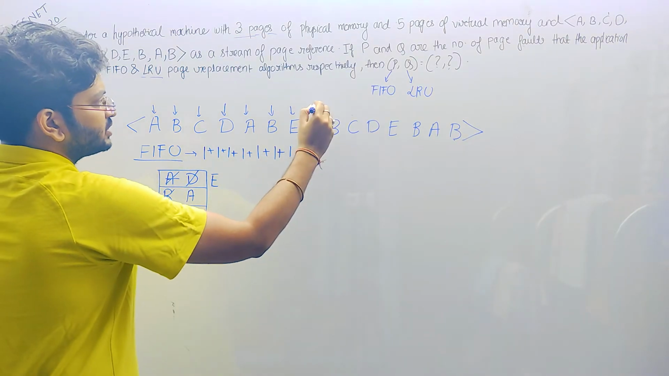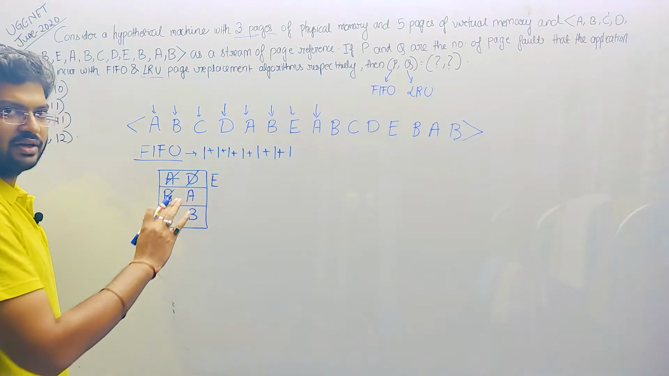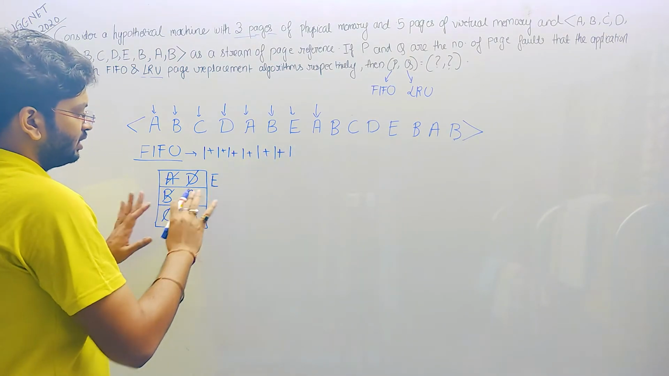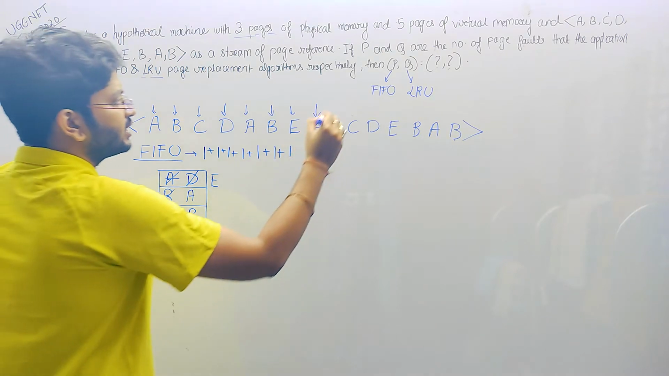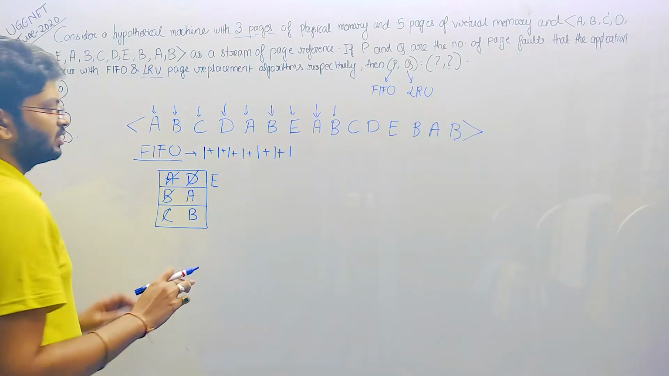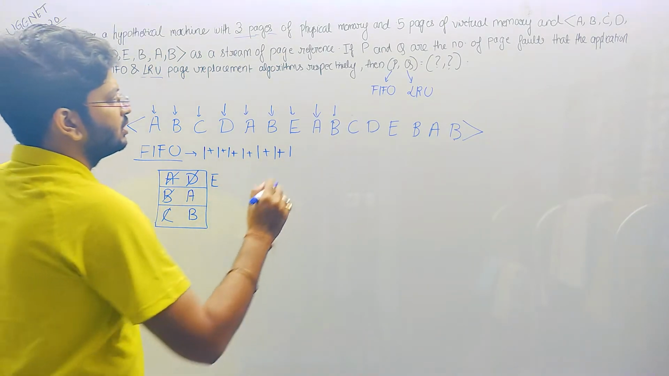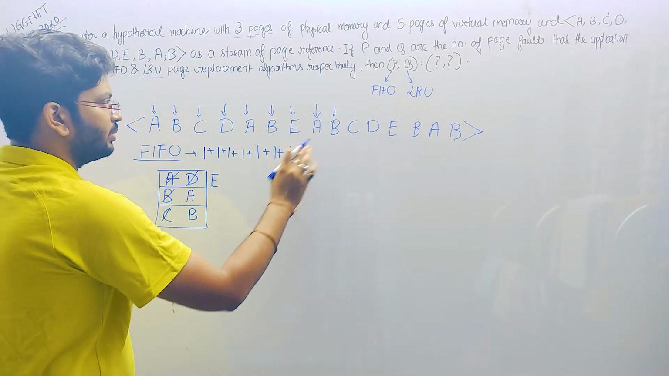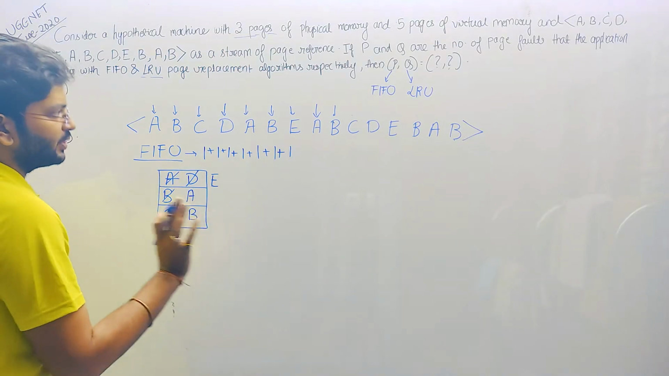So next again comes A. Okay, A is present, so no page fault for A. No page fault for A because A is present. I will not touch it, leave it as it is. Next comes B. B is also present, so no page fault for B. So B remains as it is, since B is already present.